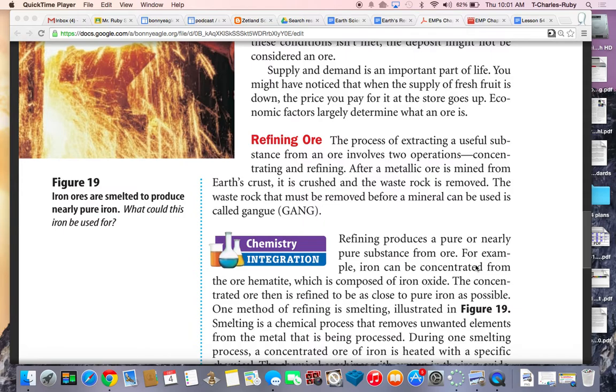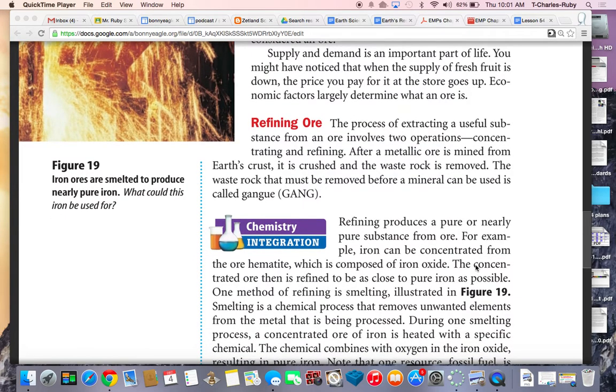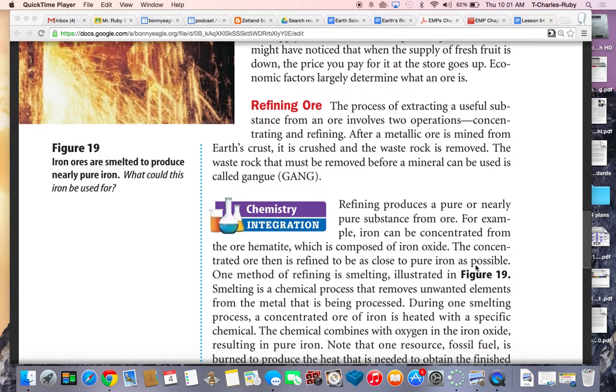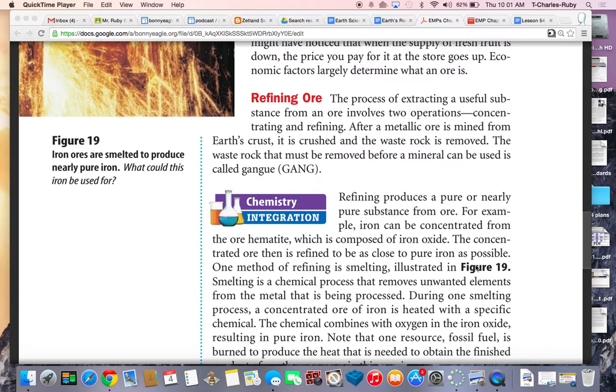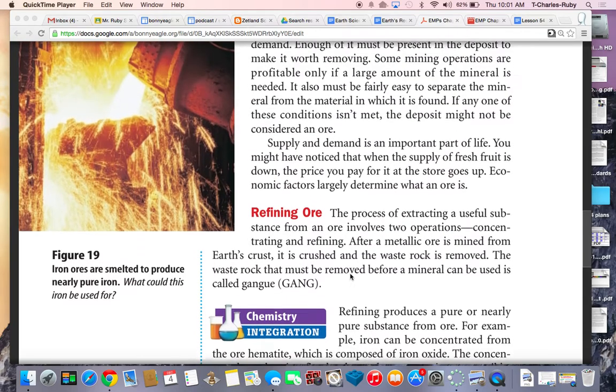Gangue. Okay. Refining produces a pure or nearly pure substance from ore. For example, iron can be concentrated from ore of hematite, which is composed of iron oxide. The concentrated ore is then refined to be as close to pure as possible. One method of refining is smelting, illustrated in Figure 19.